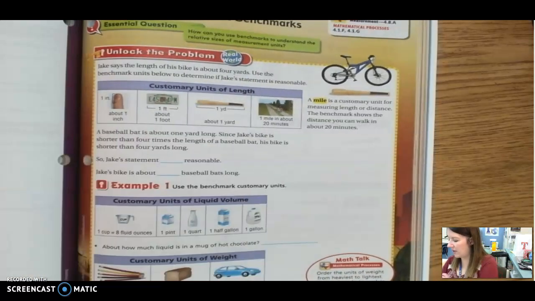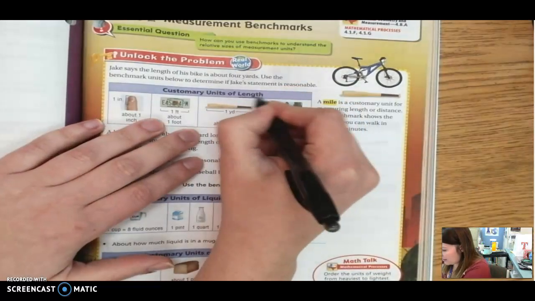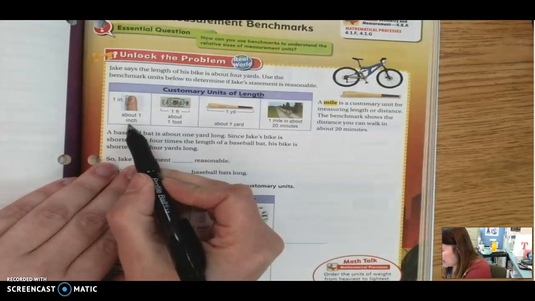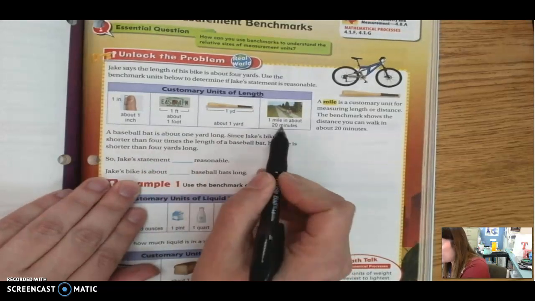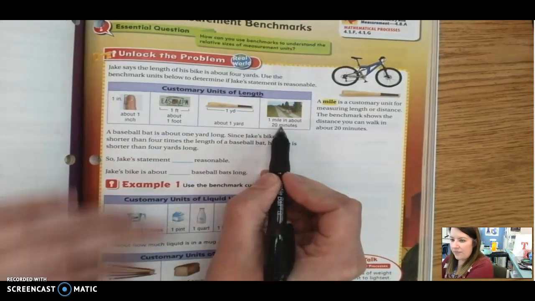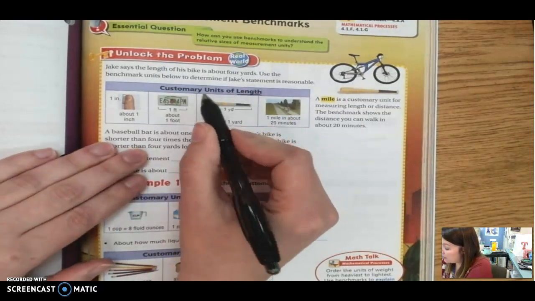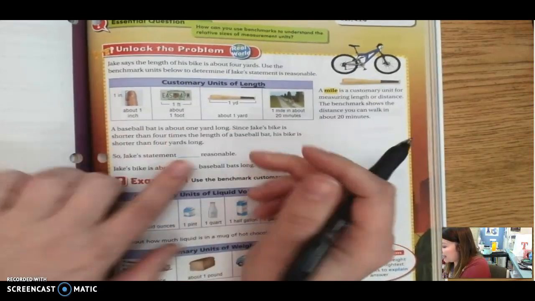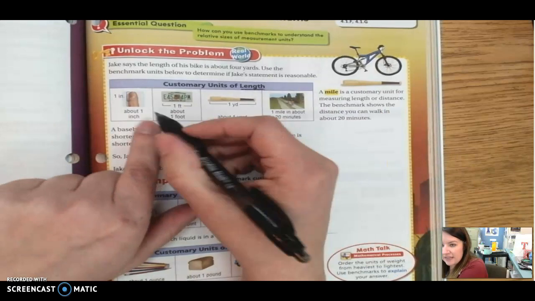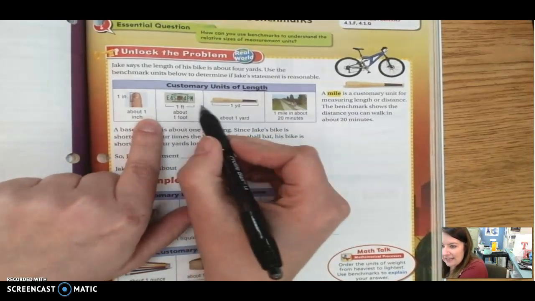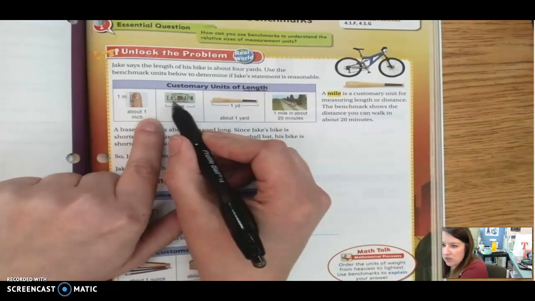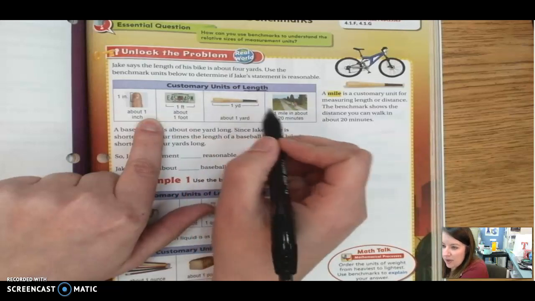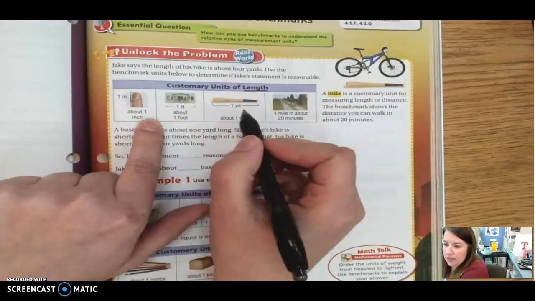So these ones are all about length. So length can be measured in inches, feet, yards, miles. Customary units of length. So like on your finger, this part, right, is about 1 inch. A license plate is about 1 foot long. A baseball bat, right, is about 1 yard.